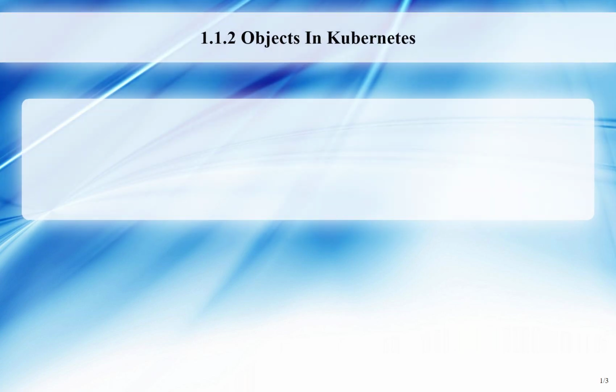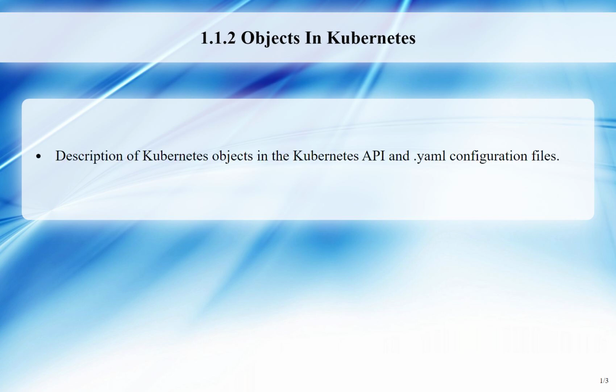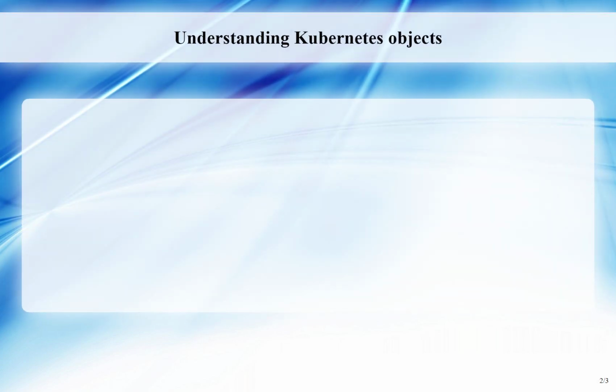Chapter 1.1.2 Objects in Kubernetes. This page describes how Kubernetes objects are portrayed in the Kubernetes API and how they can be articulated in YAML configuration files. Understanding Kubernetes objects.